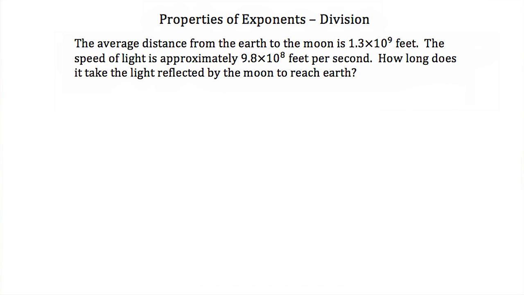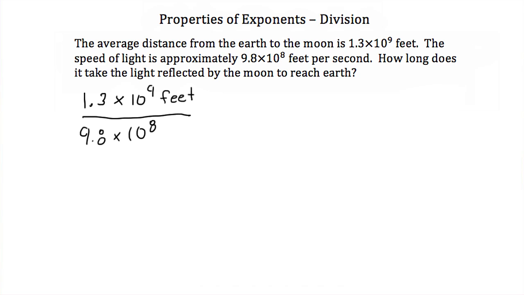Well, to figure that out, we're going to take 1.3 times 10 to the 9th feet and divide it by 9.8 times 10 to the 8th feet per second. Now if we do that, we can take 1.3 and divide it by 9.8, which will be 0.133. And this is going to be multiplied by 10 to the 9th divided by 10 to the 8th.